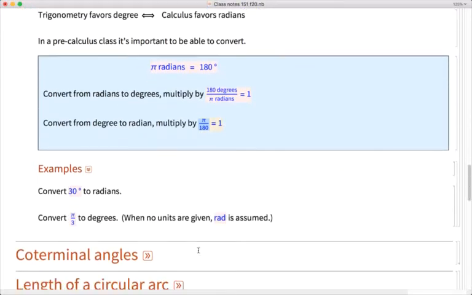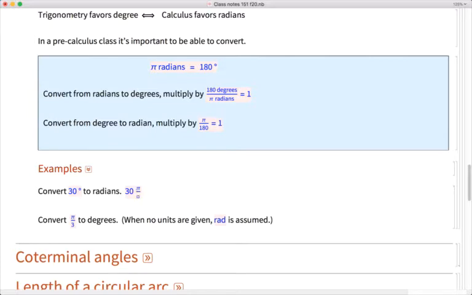Okay, so convert 30 degrees to radians. We take 30, and we want to introduce radians and get rid of degrees. The radian measure is the one that has pi in it. So we bring in the pi, we get rid of the 180. So to convert from degree to radian, multiply by pi over 180. And I think this becomes pi over 6.